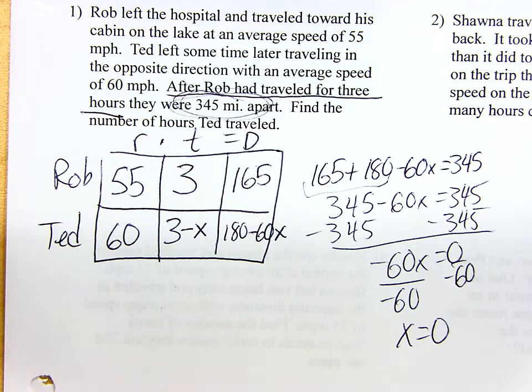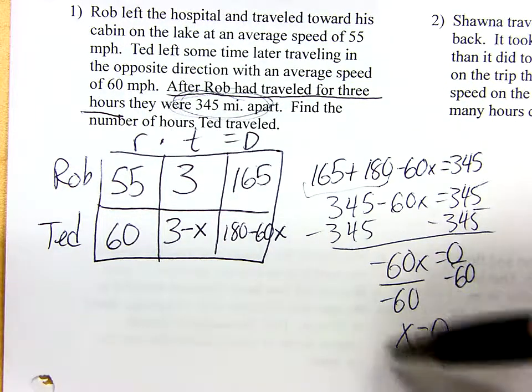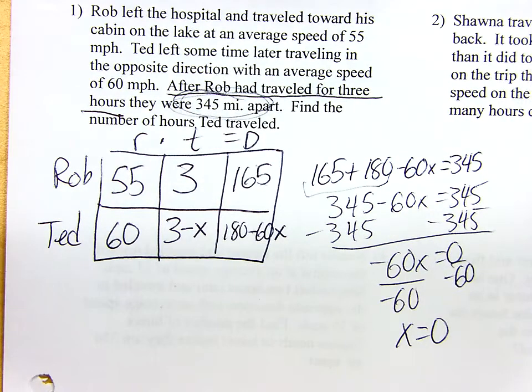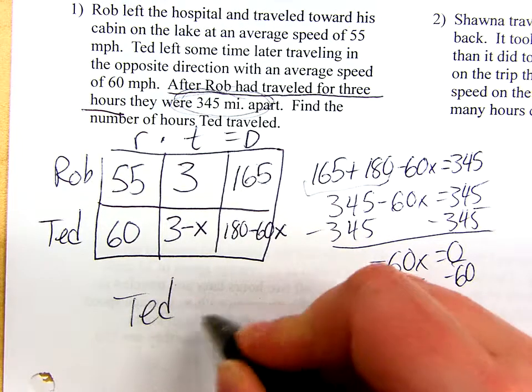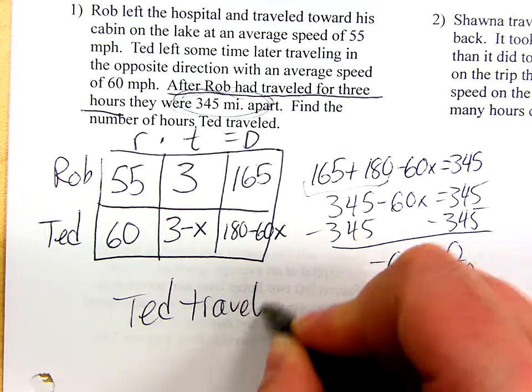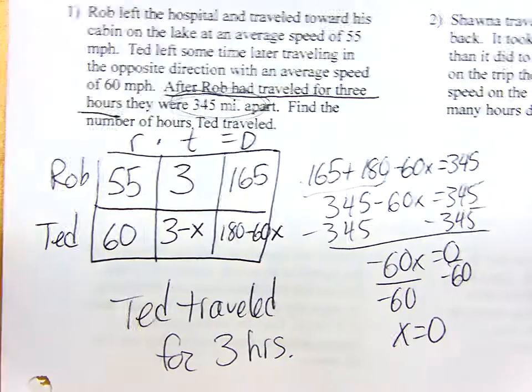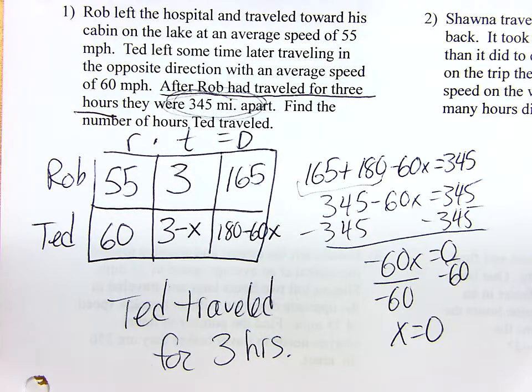That's why this question is a little bit trickier, because you were expecting to get some number here, right? And then you plug it in and you say, oh, Ted's been traveling for X amount of hours, and that's different than Rob. Okay? But that's not how this one worked out. This one just so happens that X was 0, so they both have been traveling for 3 hours. So that's our final answer. Ted traveled for 3 hours. Is that all right? Okay.